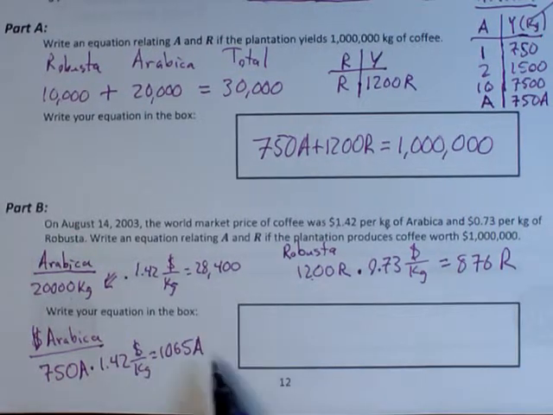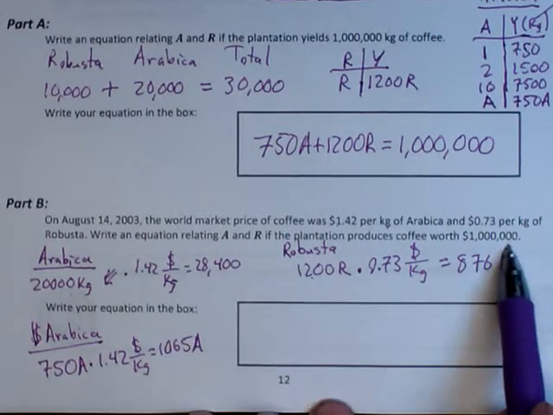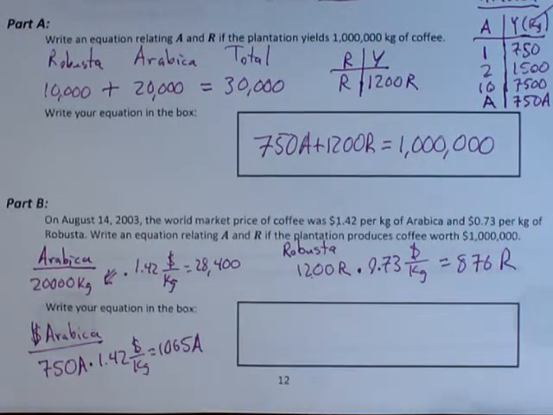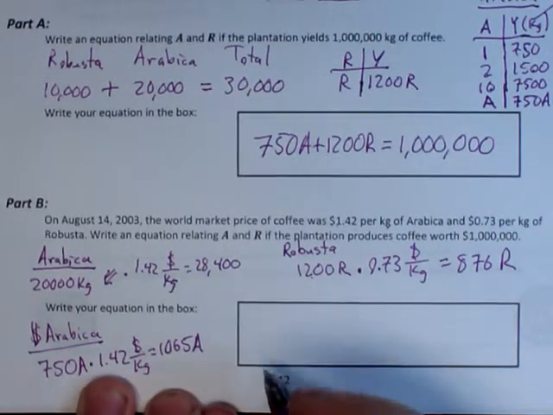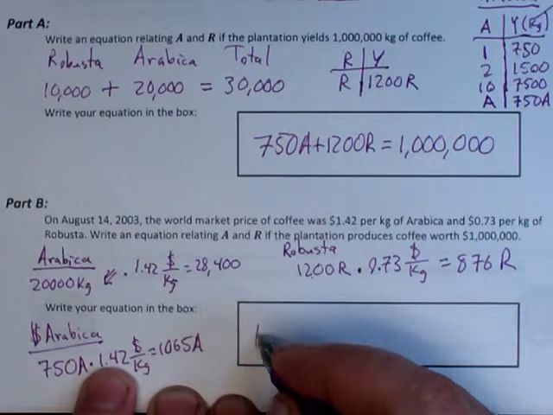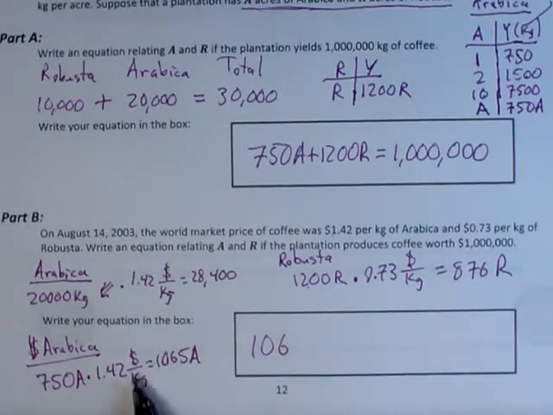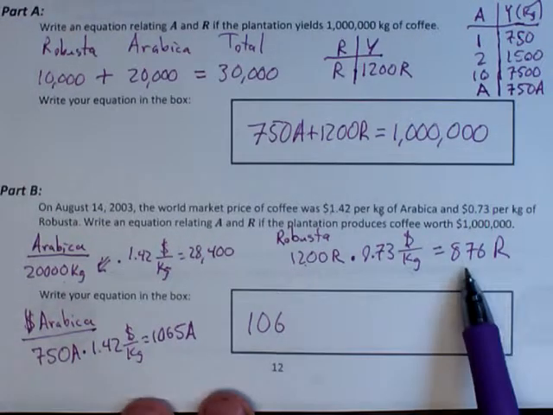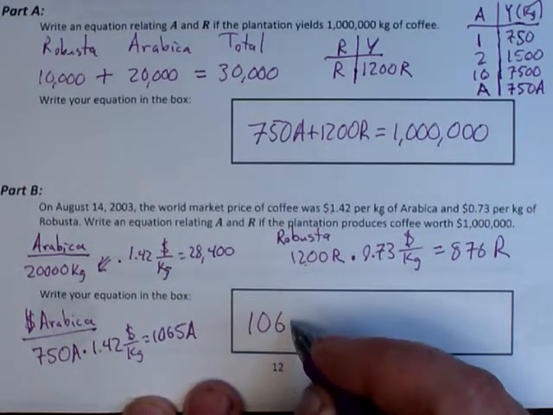So now this is the money they get for the Arabica, and this is the money they get for the Robusta, and total they get $1 million. $1 million. Who says math isn't exciting? Okay, so I'm going to add those up. Just like if I got $20,000 for Arabica and $10,000 for Robusta, I'd add that up to get the total amount of money that I get.